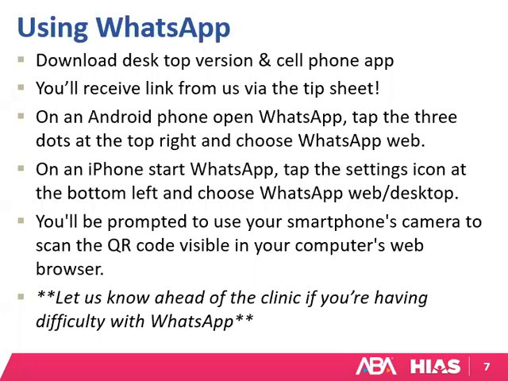You'll receive the link to your specific WhatsApp chat group through the tip sheet. So again, as I said, and everything you need, the tip sheet is your ultimate guide. Look in the tip sheet for the WhatsApp link. And then you can either go on your phone, where you would open WhatsApp and access WhatsApp web, or on the iPhone, you can start WhatsApp and access again WhatsApp web and desktop.